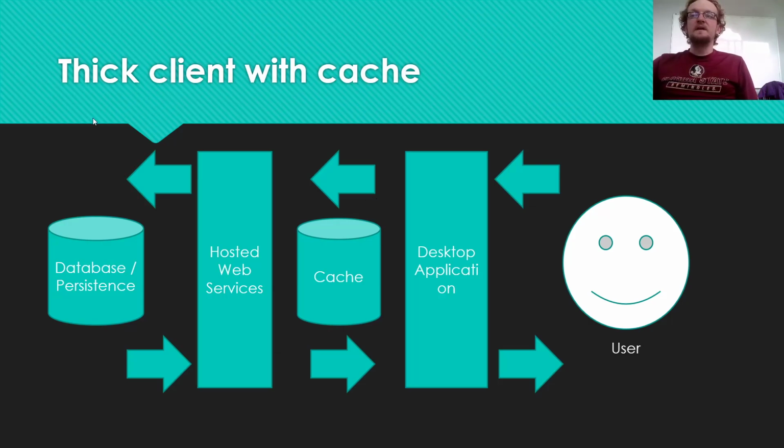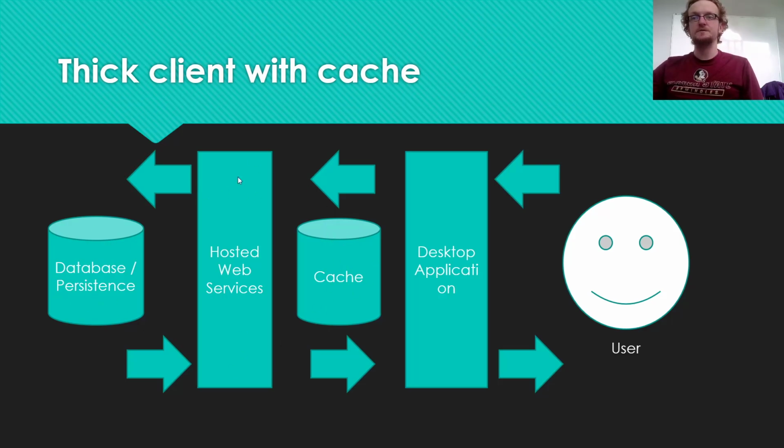So a thick client with a cache is going to look something like this. We have the desktop application, we have a cache between the application and the web services, and basically what's going to happen is a user is going to be completely unaware that this whole side over here exists. So they're going to talk to the cache, and it's going to be extremely quick access, and then behind the scenes, the cache is going to synchronize with the database.